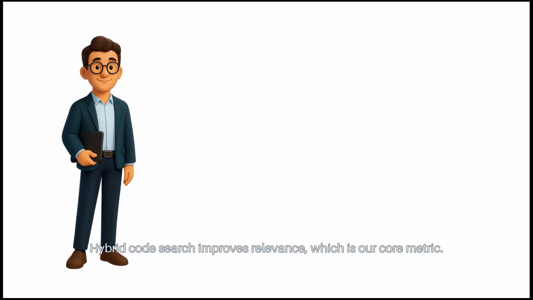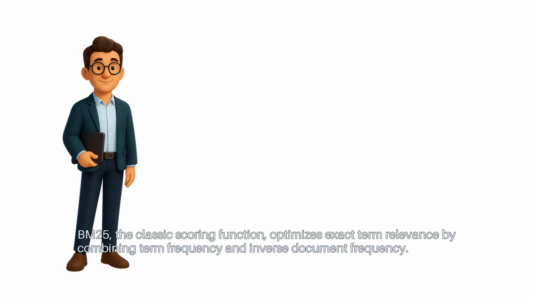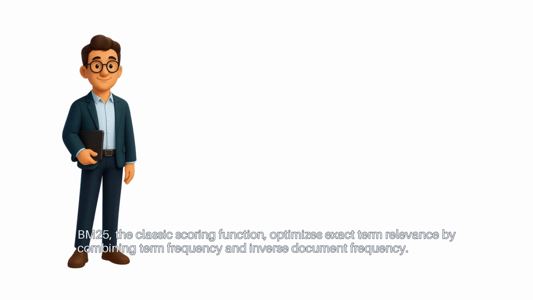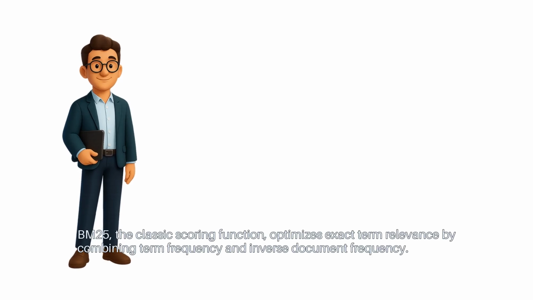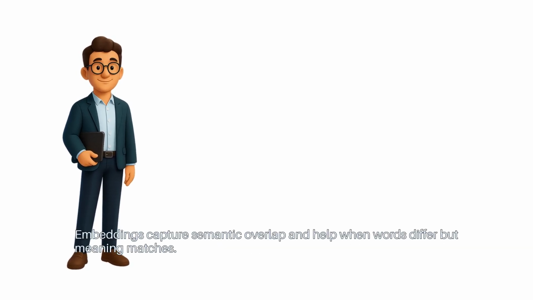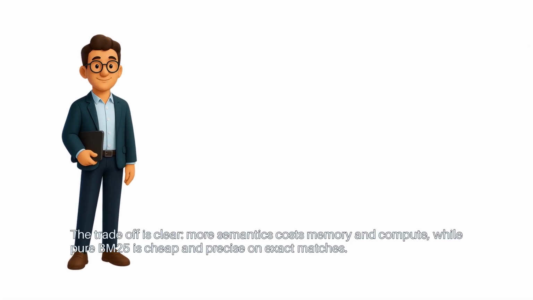Hybrid code search improves relevance, which is our core metric. BM25, the classic scoring function, optimizes exact term relevance by combining term frequency and inverse document frequency. Embeddings capture semantic overlap and help when words differ but meaning matches. The trade-off is clear. More semantics costs memory and compute, while pure BM25 is cheap and precise on exact matches.